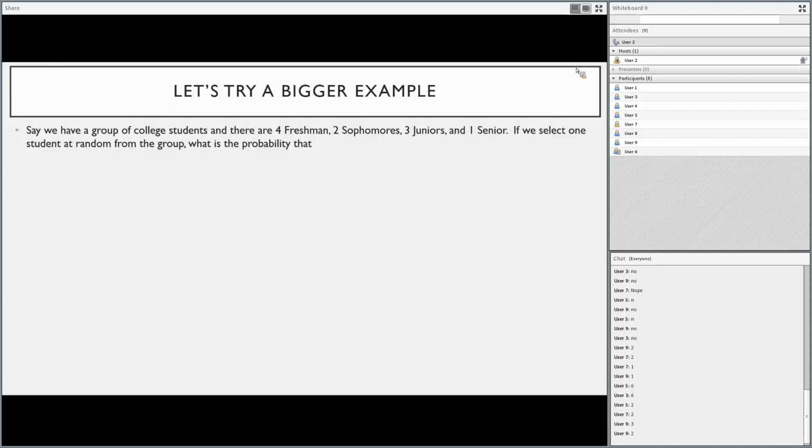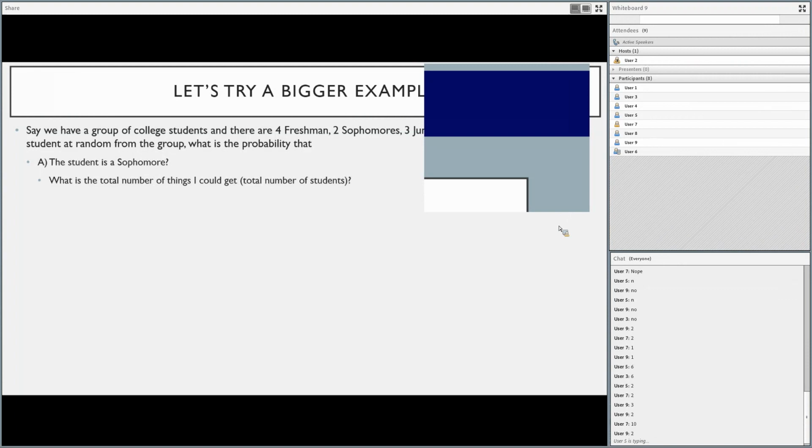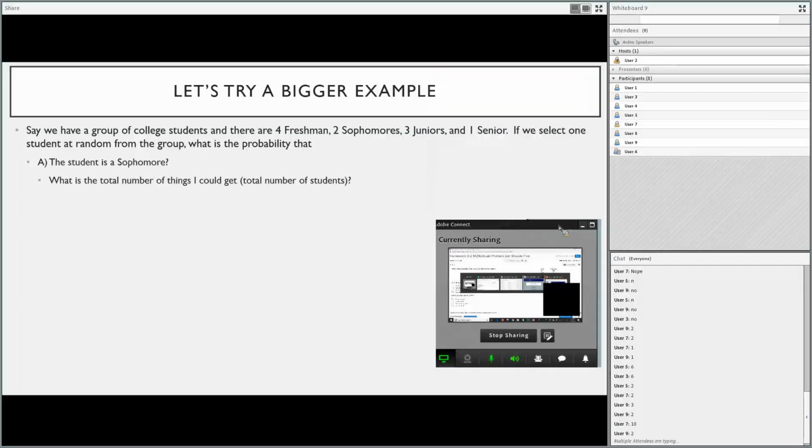So say we have a group of college students, and in this group there are 4 freshmen, 2 sophomores, 3 juniors, and 1 senior. And we're going to select one student at random from this group. So let's see if we can calculate the following probabilities. First, we're going to calculate the probability that the student is a sophomore. So we go through the same questions. If I pick a single student from this group, what are the total number of things I could get?